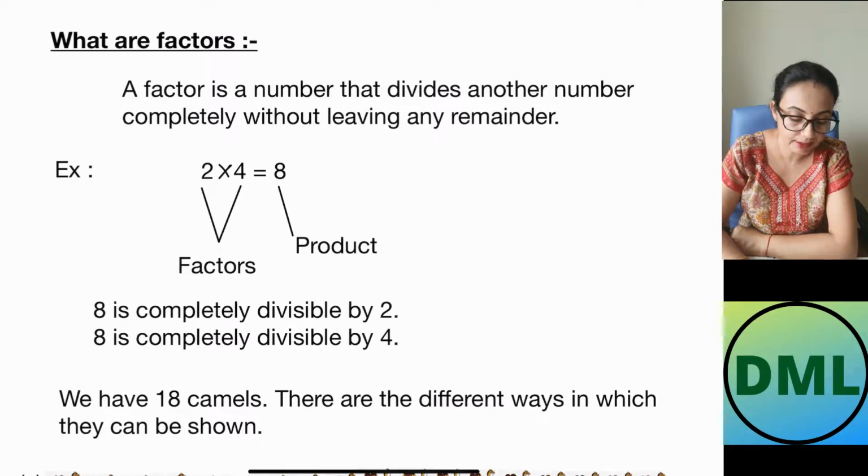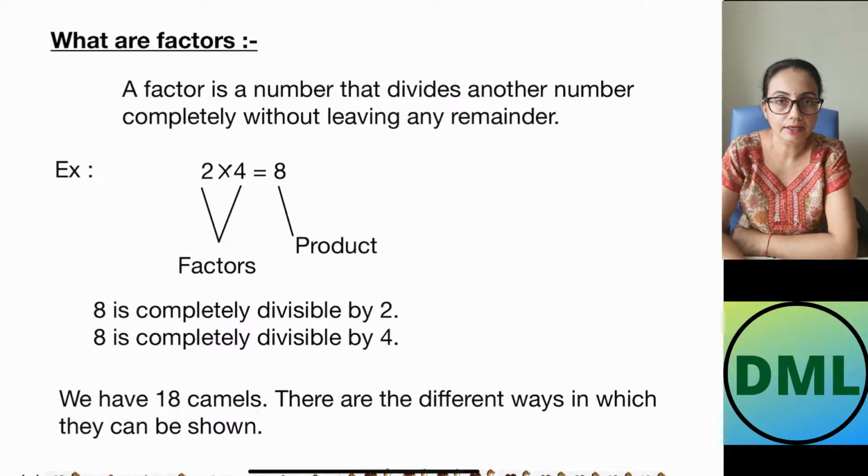Why can we say that 2 and 4 are the factors of 8? Because 8 is completely divisible by 2 as well as by 4. That means there is no remainder. That is the meaning of that. When a number divides another number completely without leaving any remainder, it is a factor of that number.